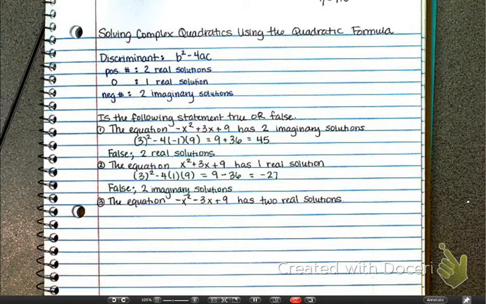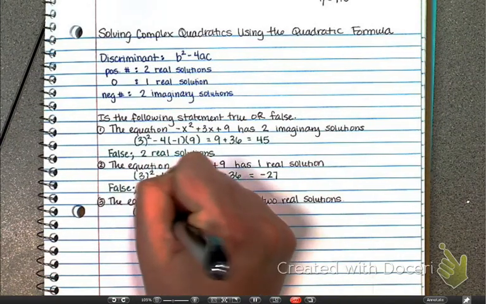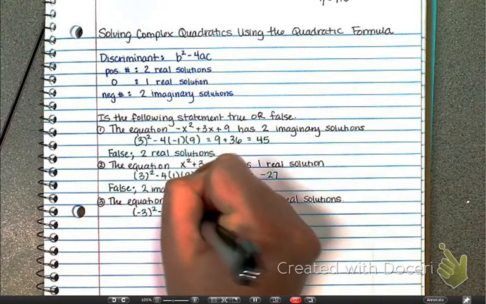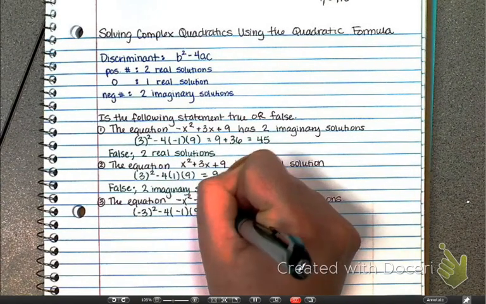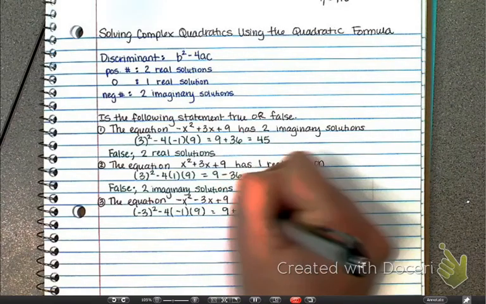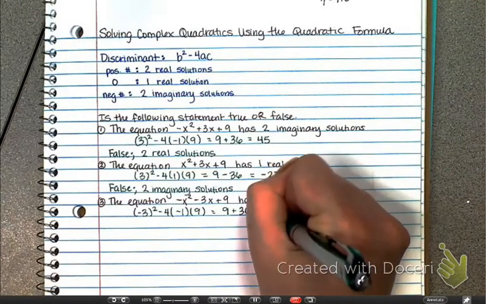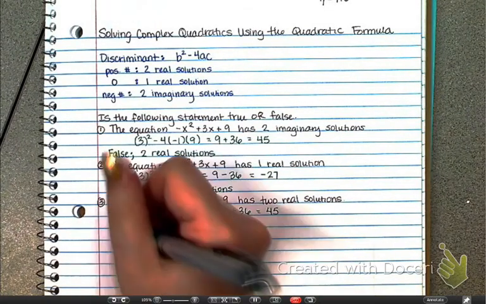Okay, and then the last one, we have negative 3 squared minus 4 times a times c. So I'm getting 9 plus 36 again. Yep. Which gives me 45. That is a true statement.